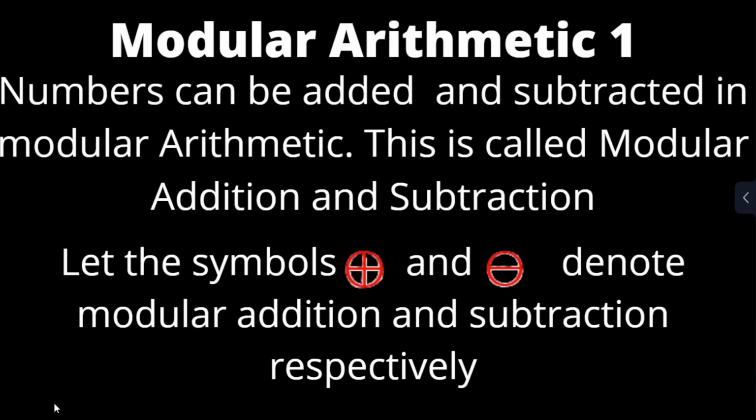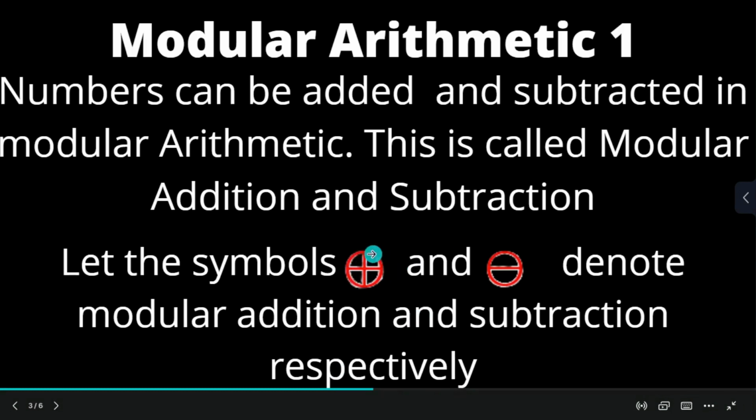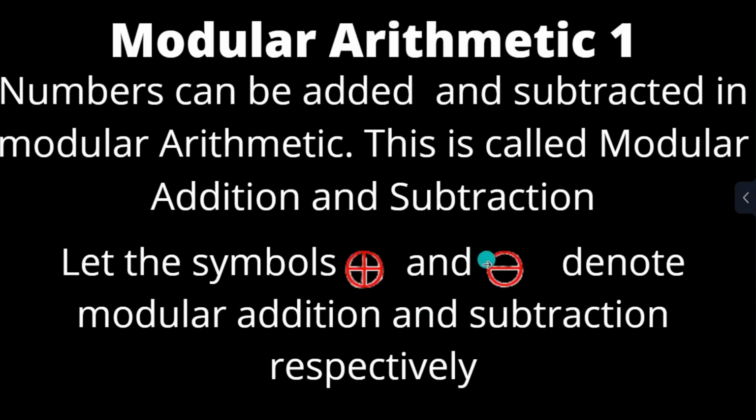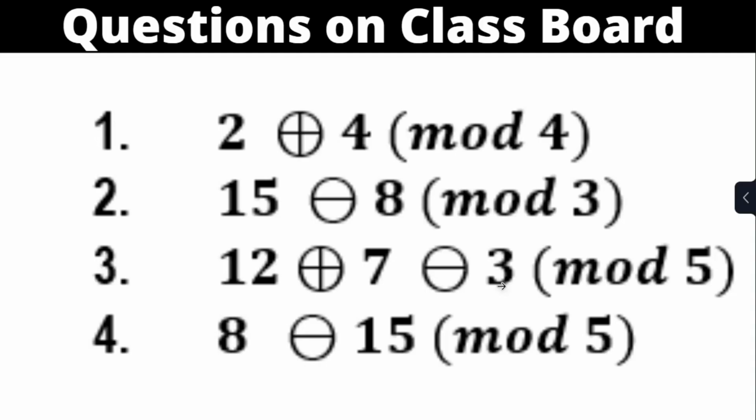We are going to look at modular addition and subtraction. Now, numbers in modular arithmetic, as we have seen in the introduction, can be added and subtracted. This method of solving questions on modular arithmetic, we call addition and subtraction of modular arithmetic. Whenever you see this symbol in modular arithmetic, it simplifies addition. And whenever you see this symbol, it simplifies subtraction, respectively.